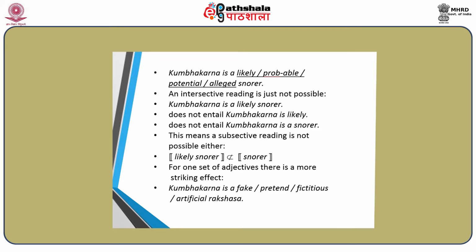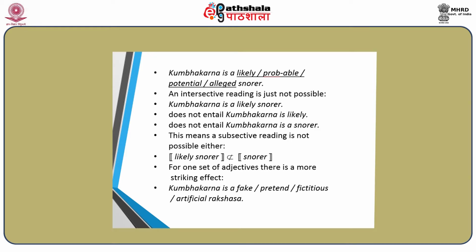An intersective reading is just not possible. Kumbhakarna is a likely snorer, for example, does not entail Kumbhakarna is likely, nor does it entail that Kumbhakarna is a snorer. This means a subsective reading is not possible either, which means a likely snorer is not a subset of either likely or snorer.